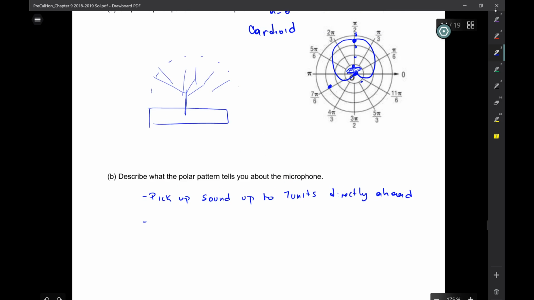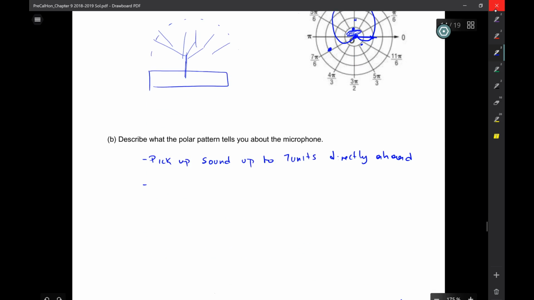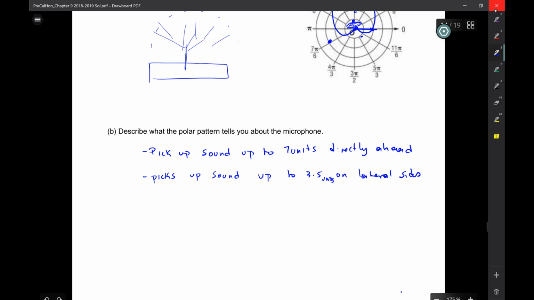And now, on the sides here, right, when theta is 0, sine of 0 is 0. So how far does that go? 3.5, right? Picks up sound up to 3.5 on the lateral sides. 3.5 units. Okay?